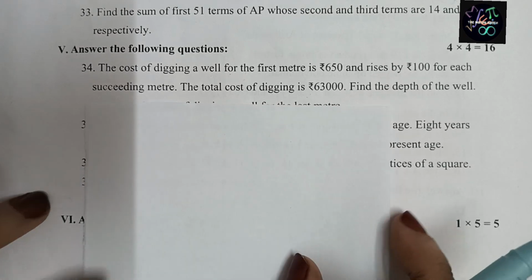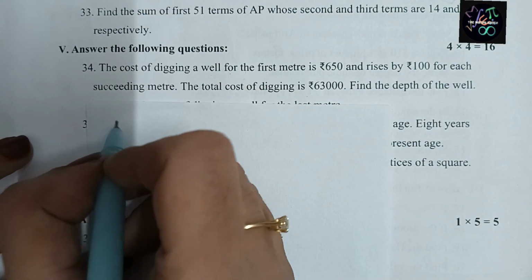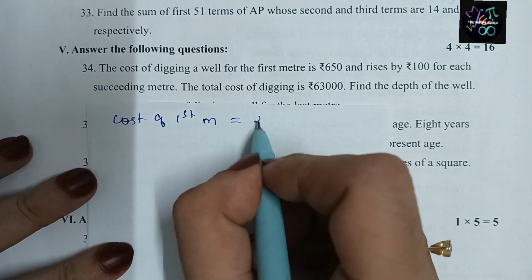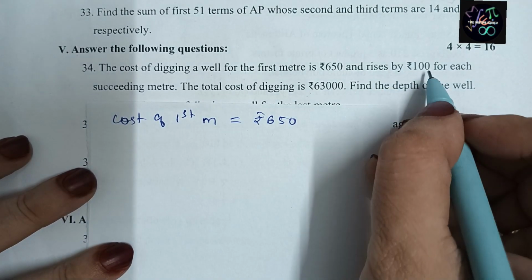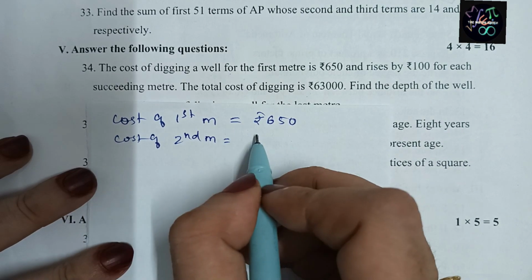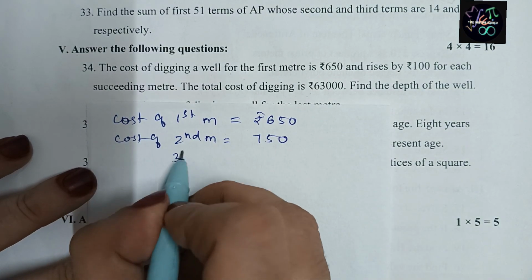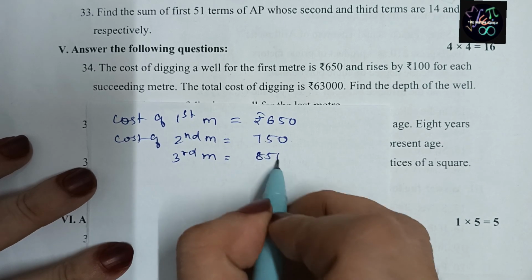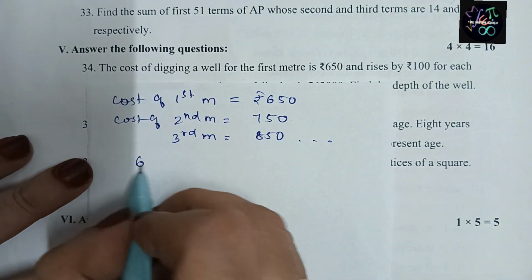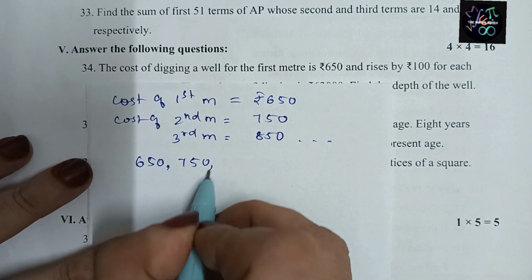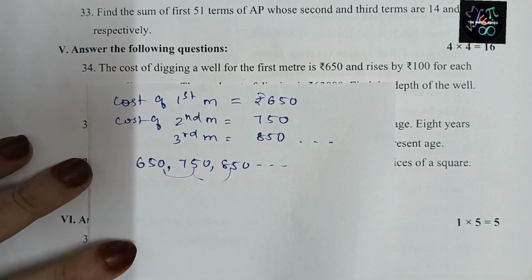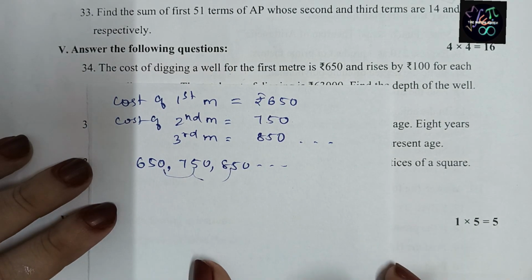What they have told: the cost of the first meter is rupees 650, and it goes on increasing, that means the cost of the second meter is 750, the cost of the third meter is 850, and it goes on. So we can write, given 650, 750, 850, they are in AP because their difference is 100. So we can write the cost of digging the well is in AP.